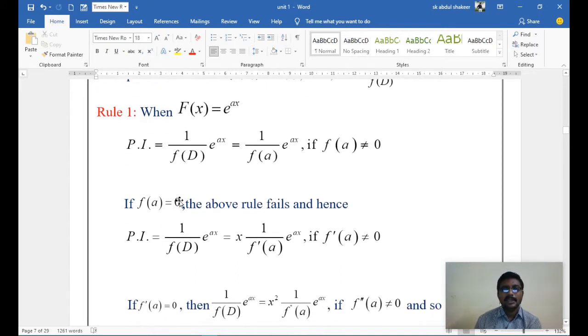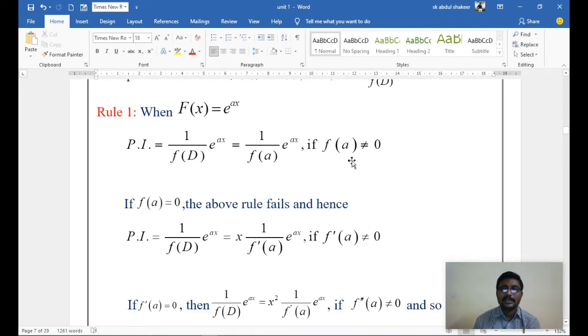Suppose f(a) equal to 0, that means while putting D equal to a, the denominator value is 0. Then we have to differentiate the denominator function and take the numerator as x, and then replace D equal to a in the denominator. That is x by f dash of a into e power ax. We differentiate f(D) with respect to D, that is f dash of D, and in that we put D equal to a.